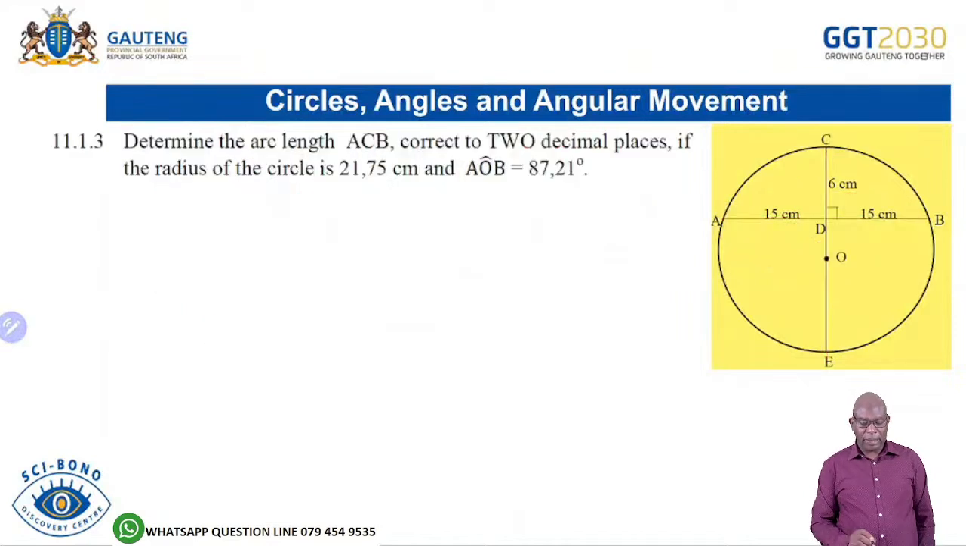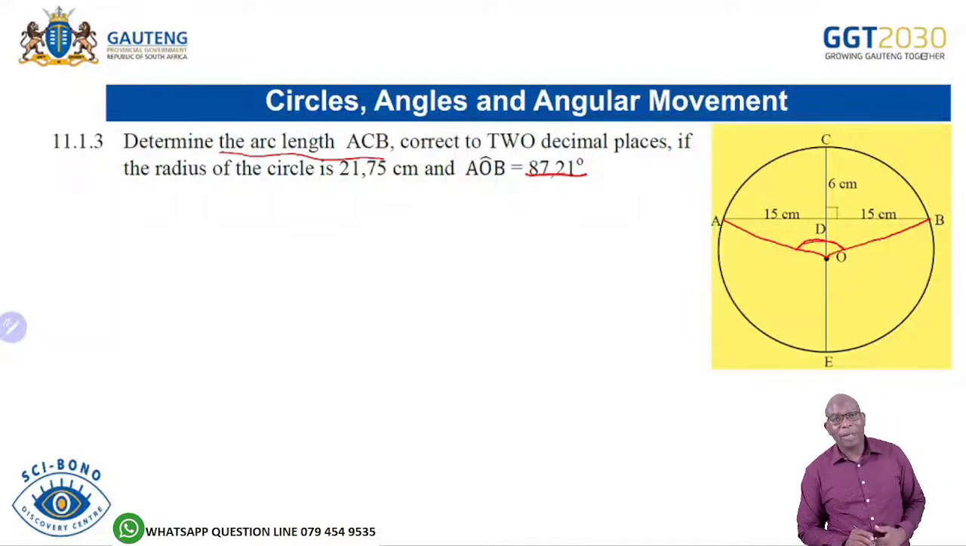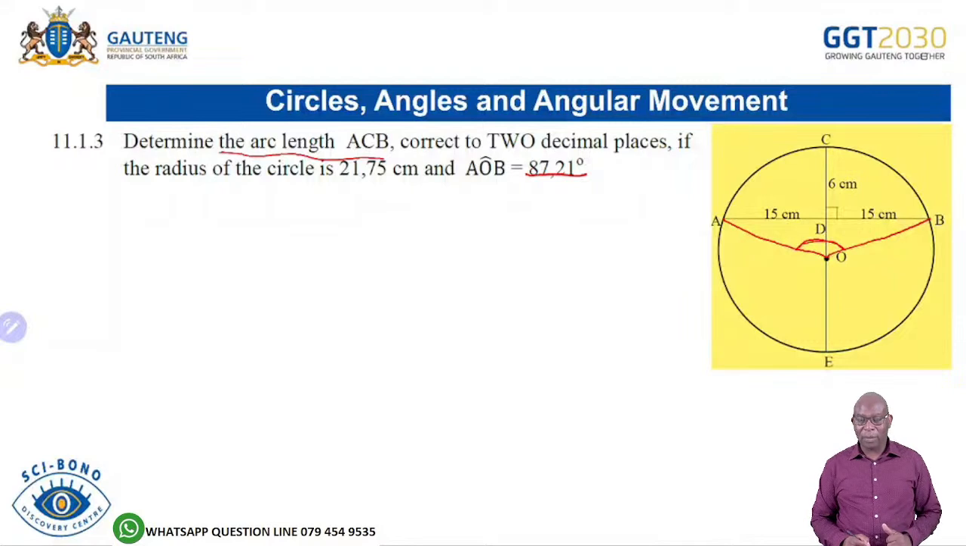The next question says we need the arc length ACB. So remember, I know that that angle here is 87.21. And now it is given there. Can you see sometimes the answers are given? So the angle, the 87.21 is the one that I got in 11.1.2, but it is already given there. So okay, I'm going to use it because it's given there.